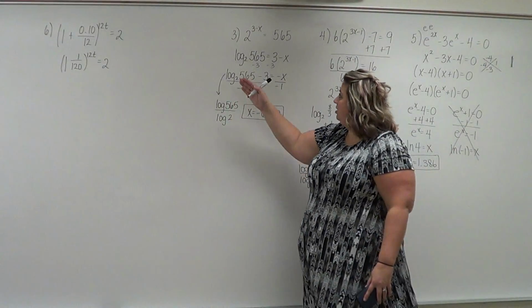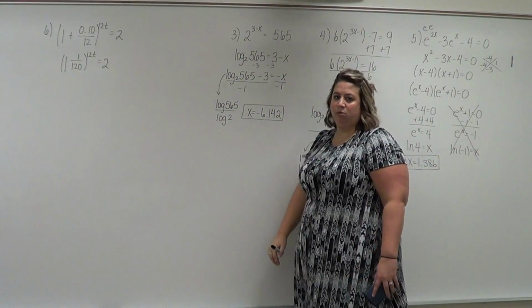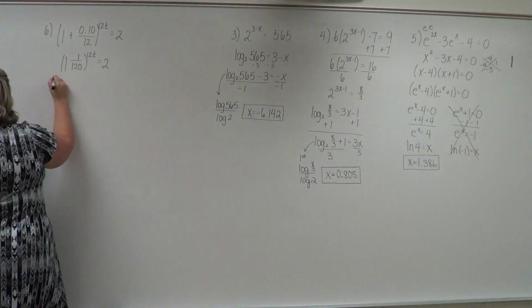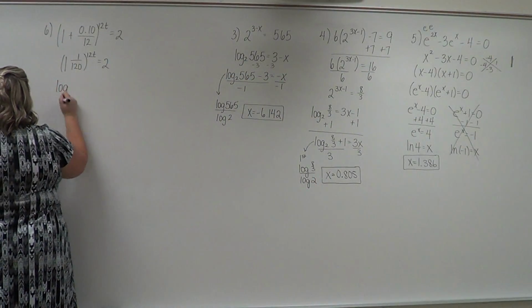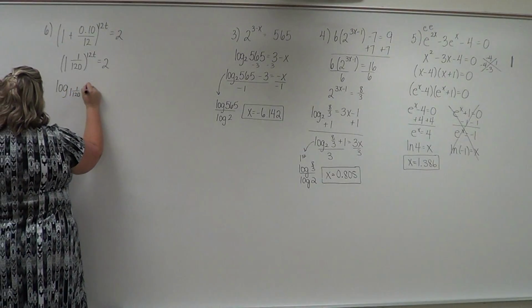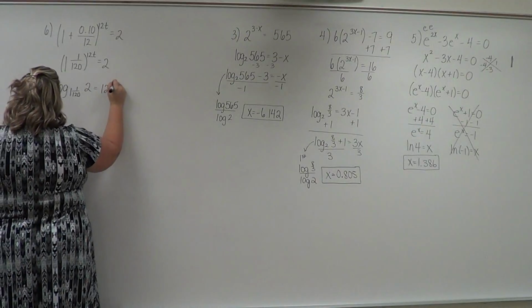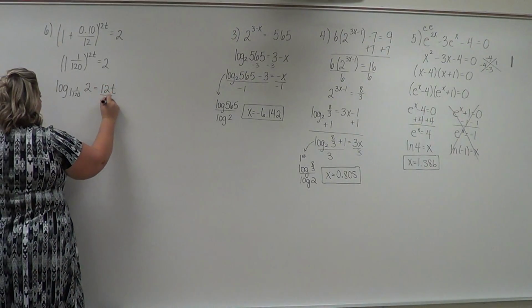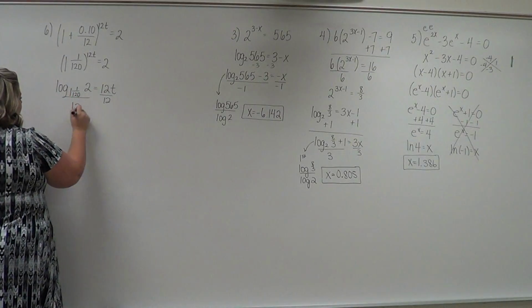Now it's just like the rest of the ones we were doing. It's written as an exponential, so I write it like a log. This would be log base 1 and 1/20 of 2 equals 12t. And then I would divide both sides by 12.